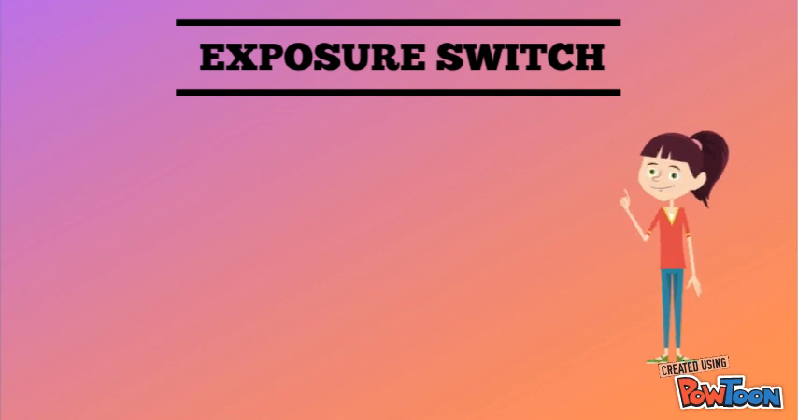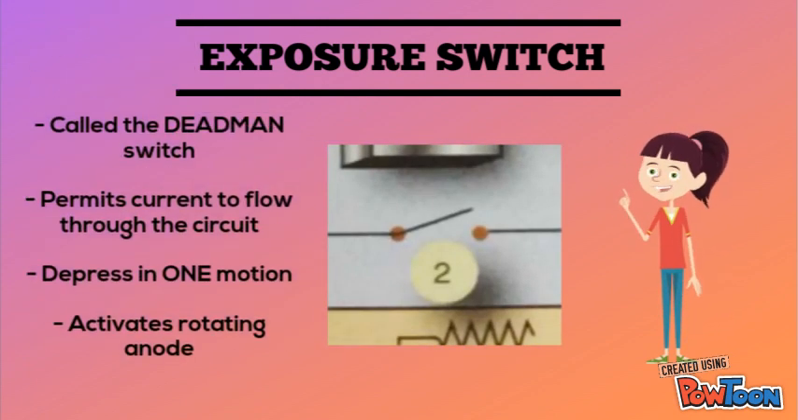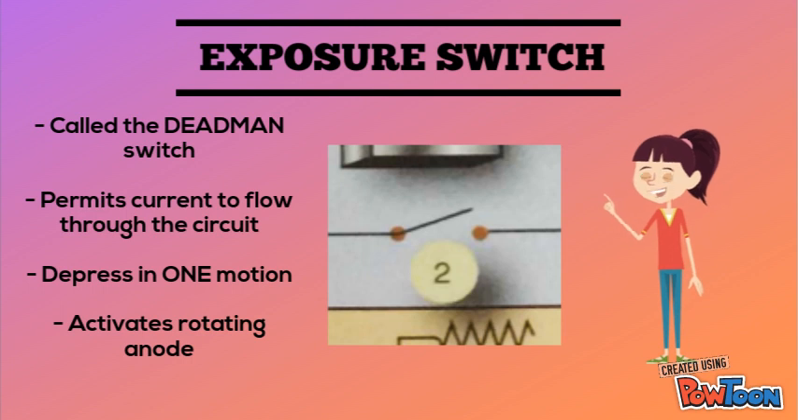The exposure switch, also called the deadman switch, permits current flow throughout the circuit. When the button is pushed to begin an exposure, which is done in one motion called boost and hold, to help extend the tube life, this switch closes to start the exposure, which in turn activates the rotating anode.